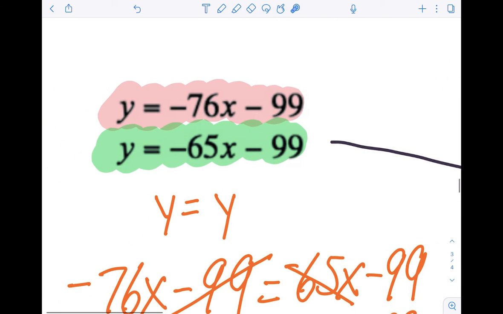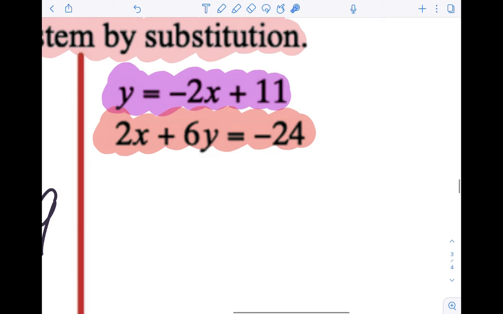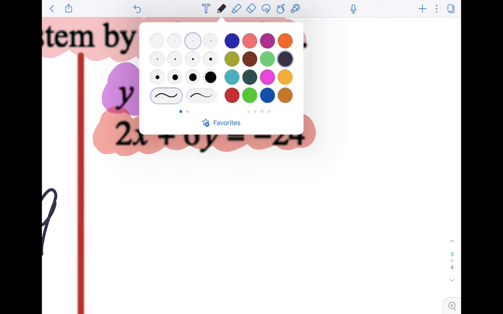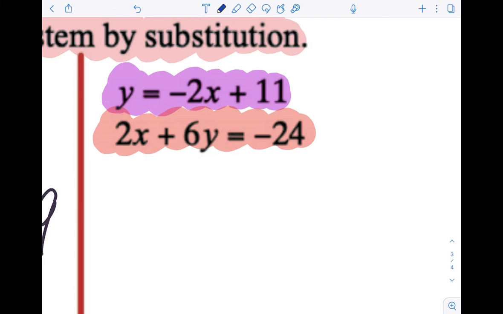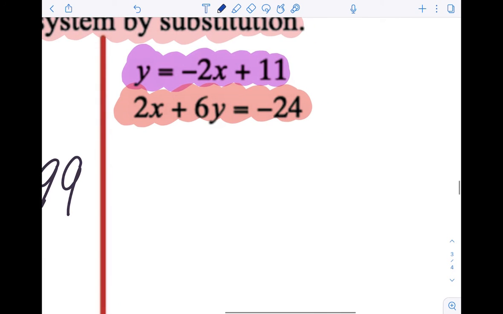Now, this one is a little different than the first example, because in the first example, I had y equals, y equals. Here, kiddos, I only have y equals on the top one. So look what I'm going to do, okay? I'm going to take the second equation, the red one, and copy it over: 2x plus 6y equals negative 24.